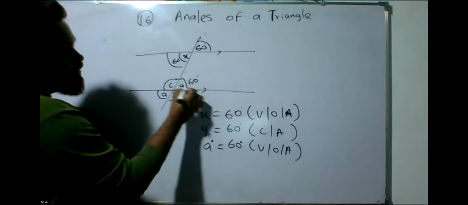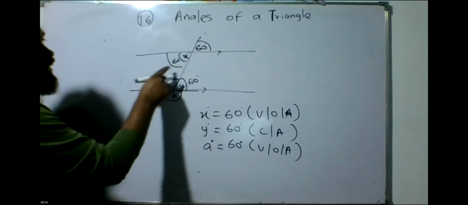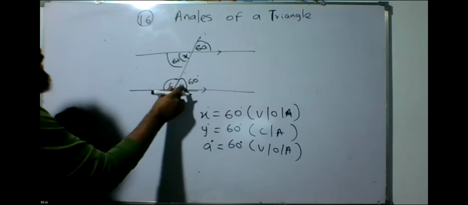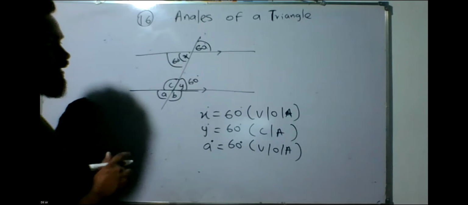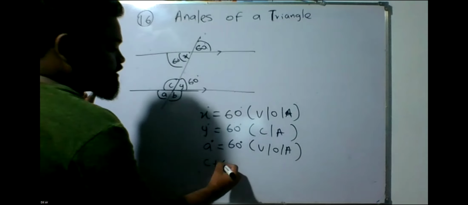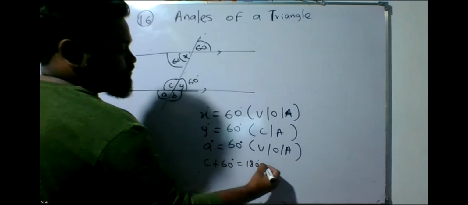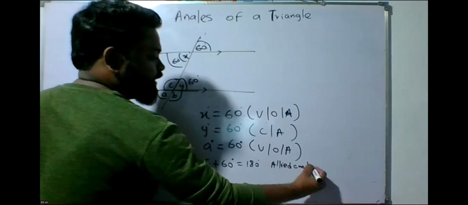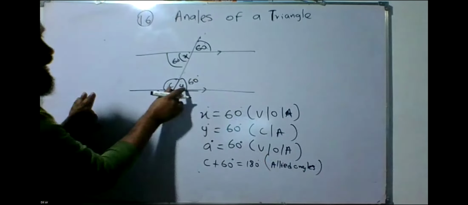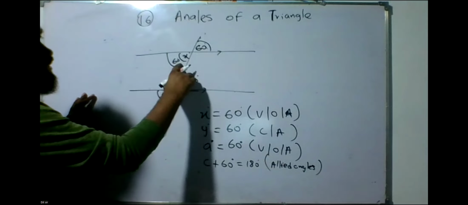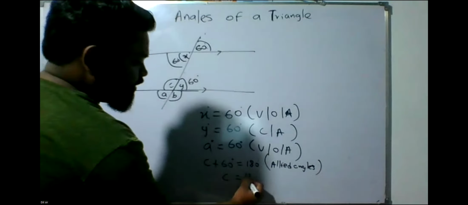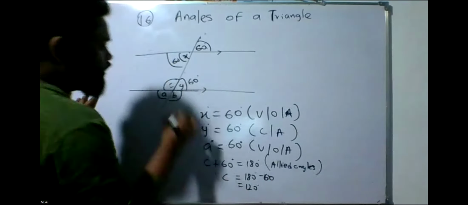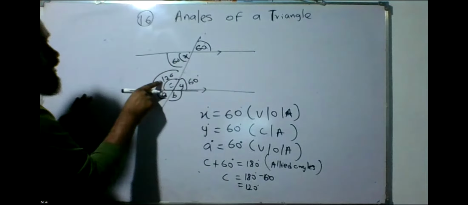Now let's find C. One method is the allied angles method. If this is 60, then C plus 60 equals 180 because of allied angles. The other method is angles on a straight line. I can write it this way: C plus 60 equal 180 because allied angles, or you can take angles on a straight line. If you go with allied angles, C equals 180 minus 60. C is 120.